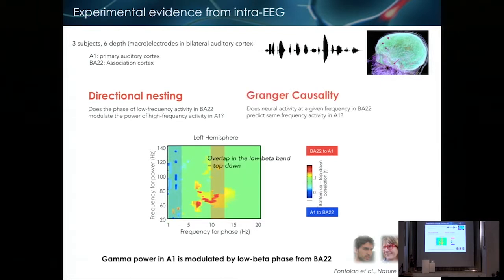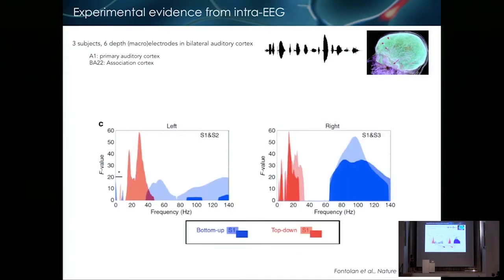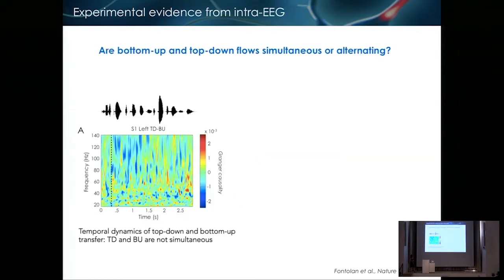We couple that with Granger causality because this directional nesting doesn't really give us an idea of directionality. If we couple that with Granger causality and we look at the overlap, so there is the overlap for bottom-up in theta, and the overlap for the top-down in the sort of beta range. Okay, so this confirms what I just said.